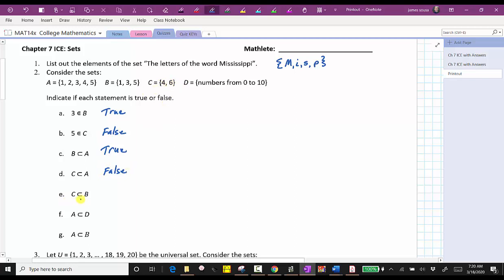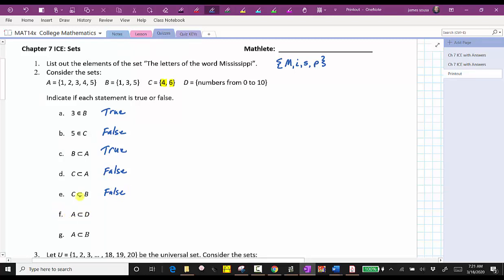Next, C is a proper subset of B. Well, again, C contains the elements of 4 and 6, so the elements of 4 and 6 are not in set B, and therefore C is not a proper subset of B.